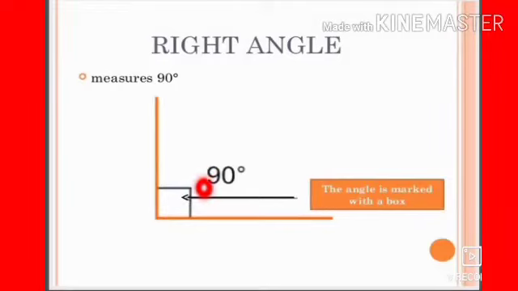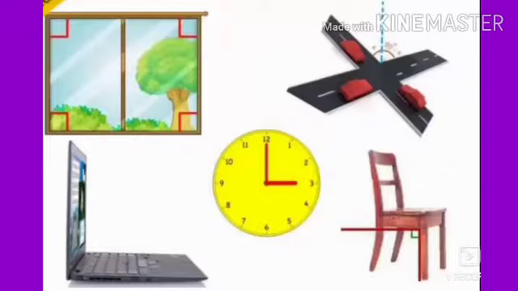(90°), the angle is marked with the box. These are the examples of right angle. It is exactly 90 degree.